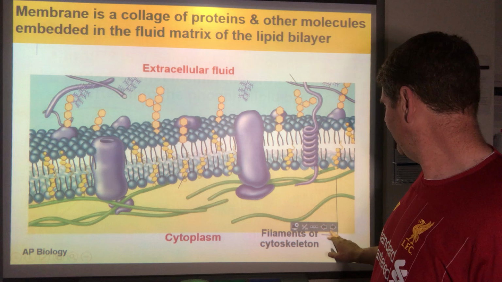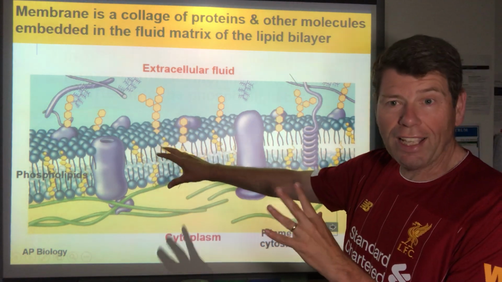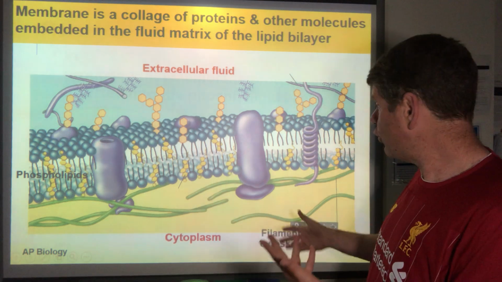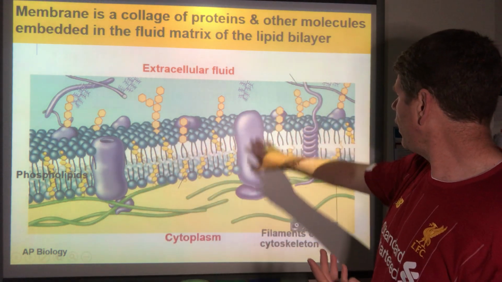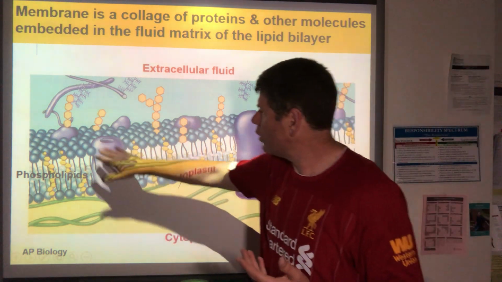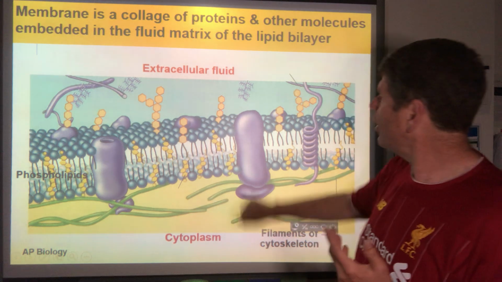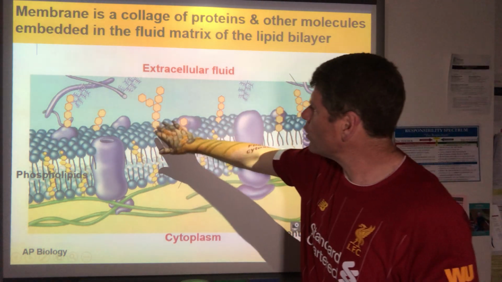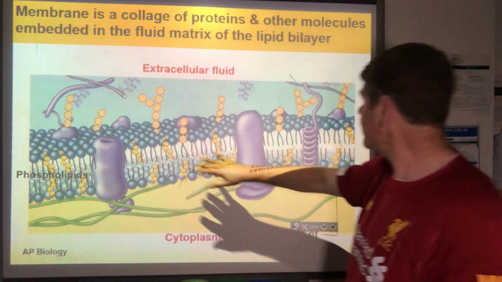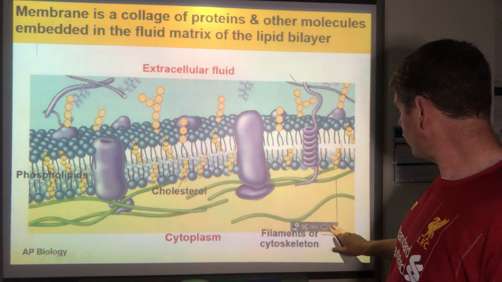All right. So this is a slide that has everything as an artist would render it, with some proteins that go right the way through, and some proteins that are more surface-level. This would be the inside of the cell. This would be the outside of the cell. We also have some other macromolecules. These are representing carbohydrate strands and cholesterol as well.